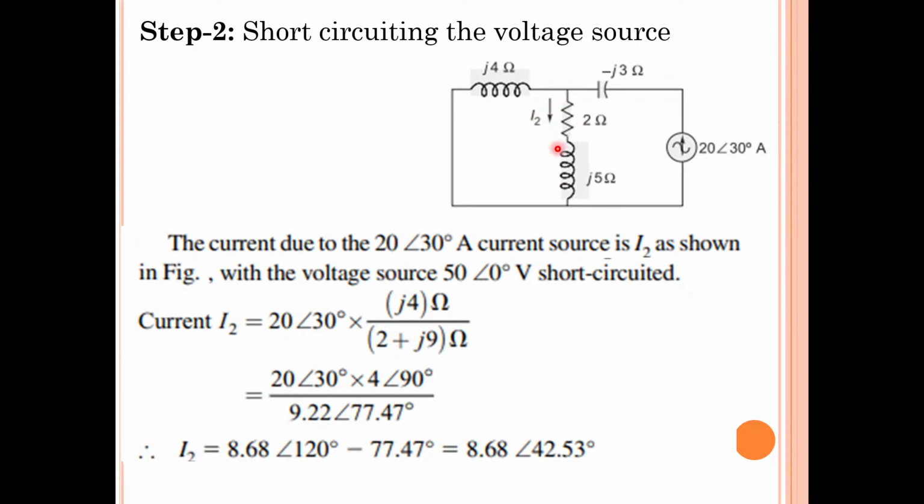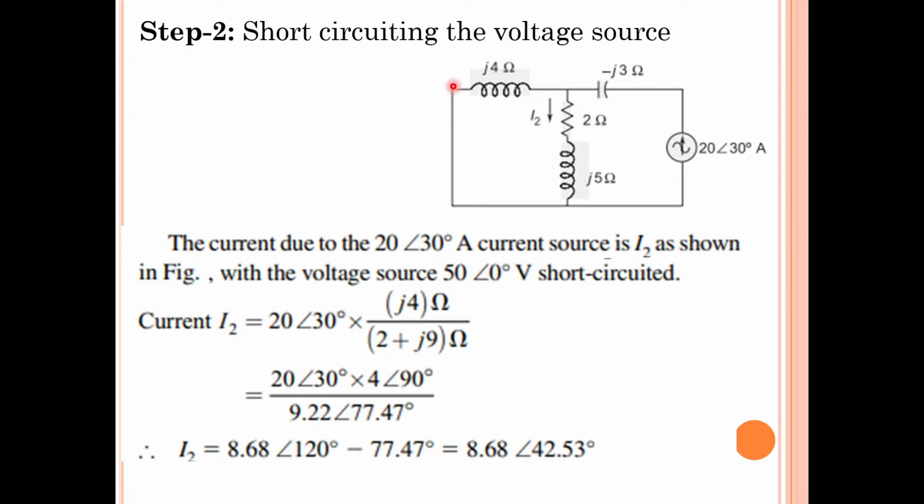Now I am going for the current division rule. This is my current source, and the current I2 is what I have to determine. Current I2 is equal to the total current in the circuit, that is the current source value, 20 at an angle of 30 degrees, into, this is the impedance, not resistance, across which I want to determine the current. So opposite to it, here the current will divide, isn't it?